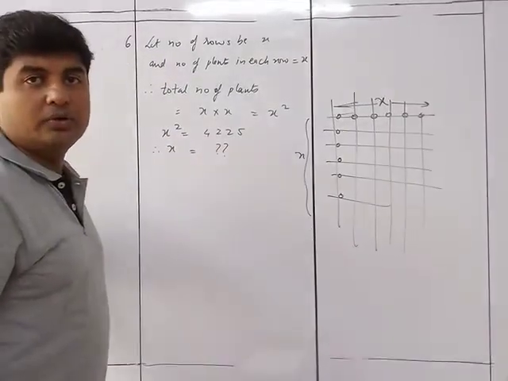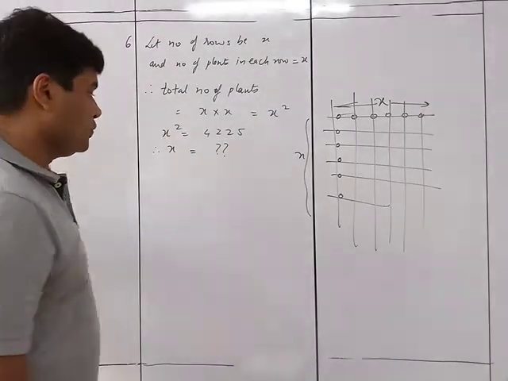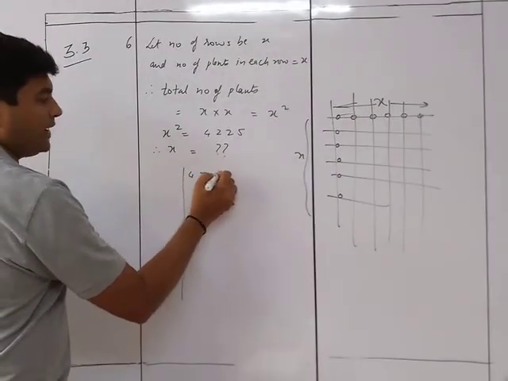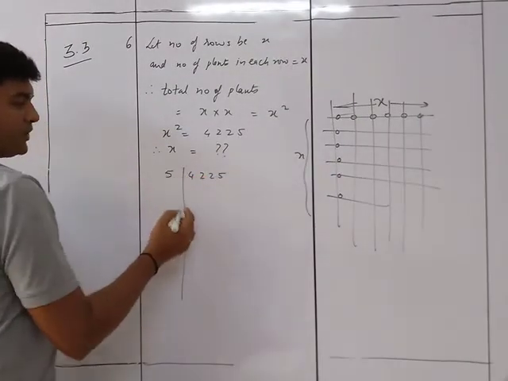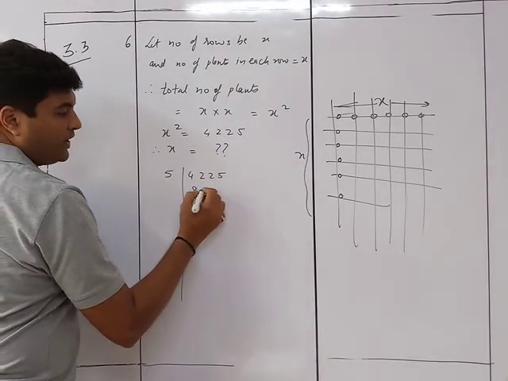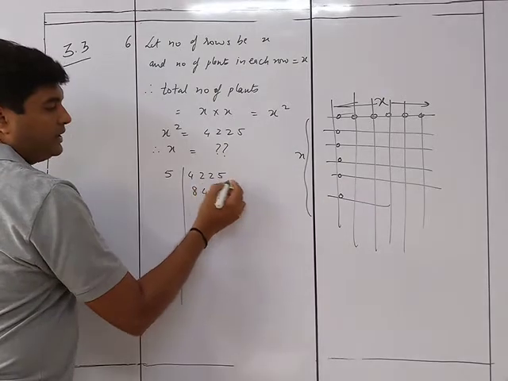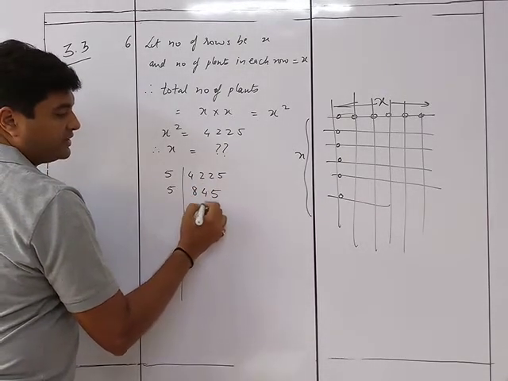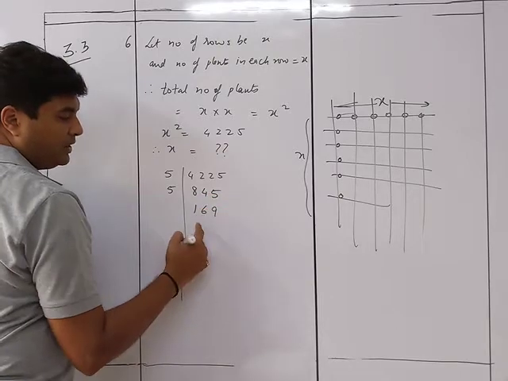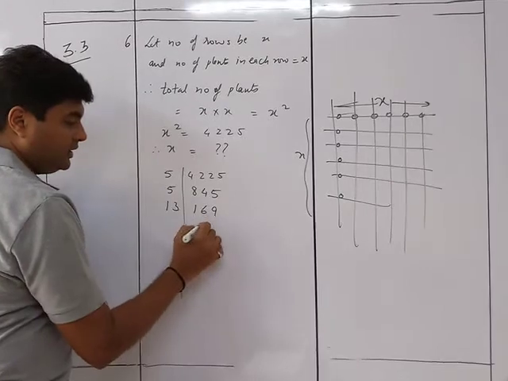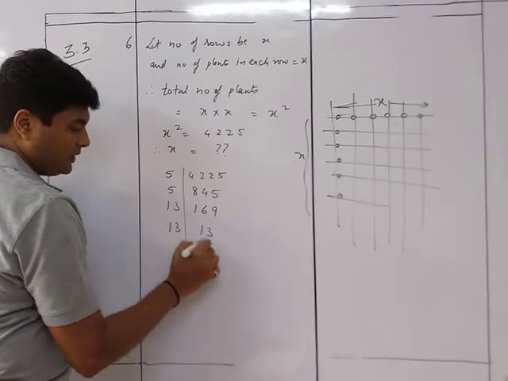So what do you do? Prime factorization of 4225. We divide 4225 by 5. 5 8s are 40, 5 4s are 20 and 2, so 845. Again divide by 5, and we get 169. 169 is the square of 13, so it's 13 into 13 into 13, so 1.